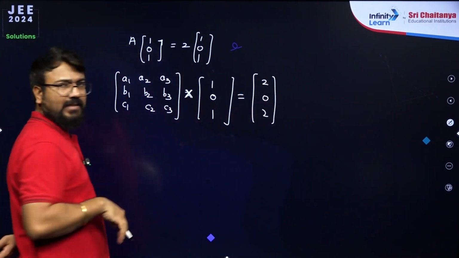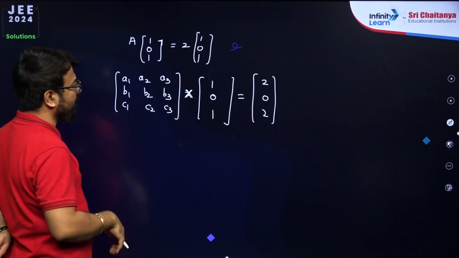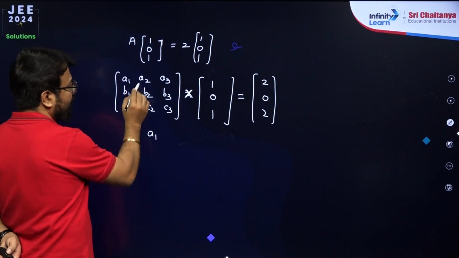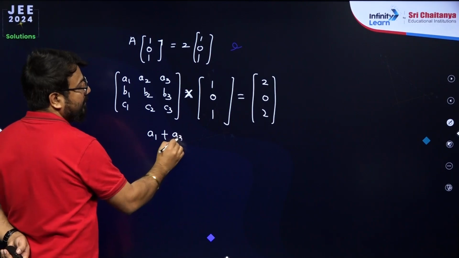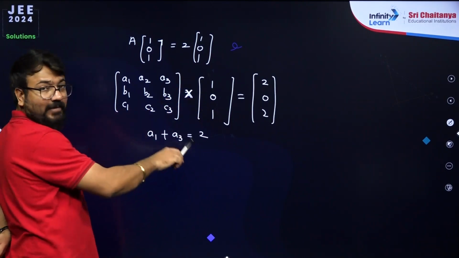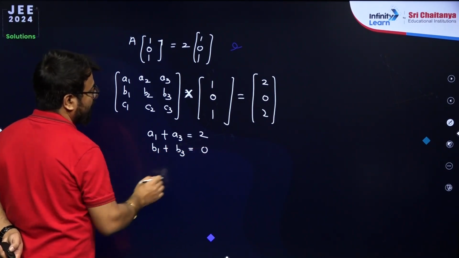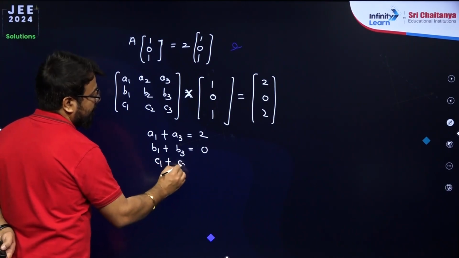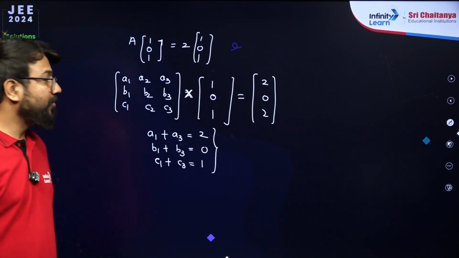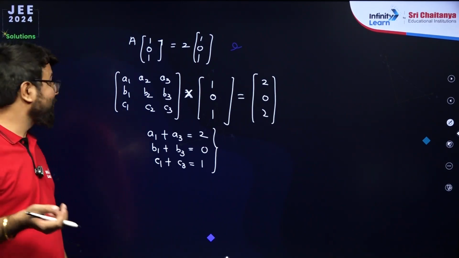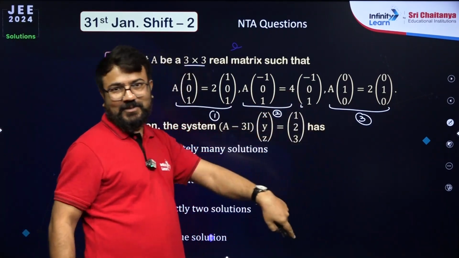So if I try to compare these two, my dear students, don't you think that only the first row will be taking place? A1 I will obtain, then A2 will be multiplied with 0, A3 will be multiplied with 1. So A1 plus A3 will be 2 actually. Now the second row will be multiplied with this column. B1 plus B3 will be equal to 0 and C1 plus C3 will be equal to 1. I hope you are able to understand how we have generated these 3 results. So from one equation we are getting 3 sub-equations, okay? So from the first one 3, the second one 3 sub-equations and from the third one 3 sub-equations.